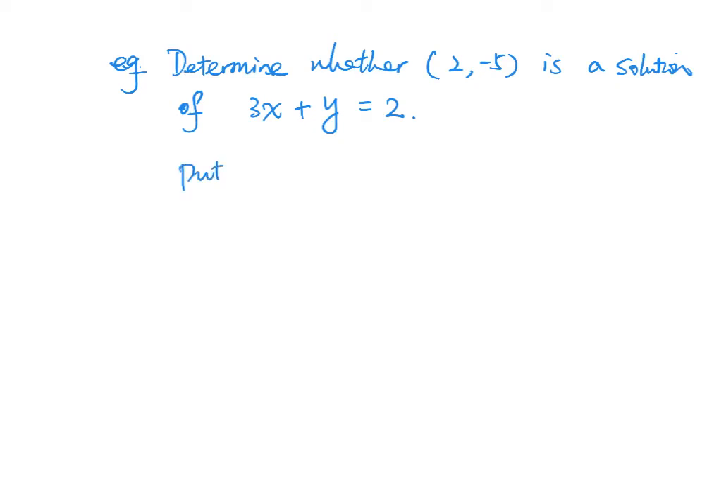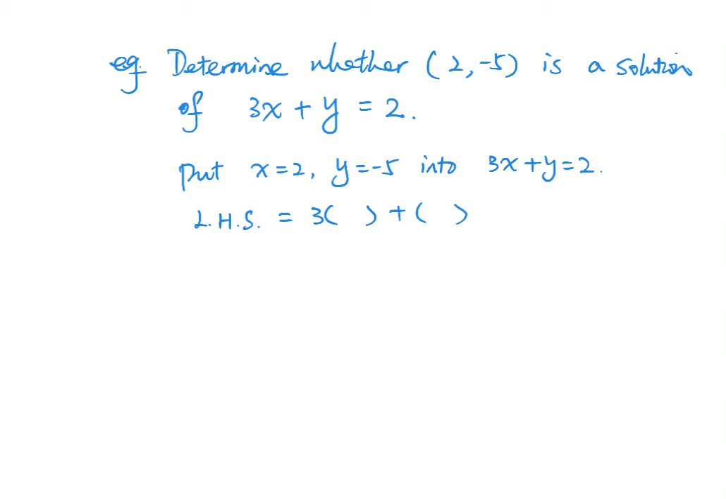We put x equal to 2, y equal to negative 5 into the equation 3x plus y equal to 2, and check the left hand side, which is 3 times x plus y. Okay, x is 2, y is negative 5. So 3 times 2, which is 6, plus negative 5, which is minus 5, which is 1. And the right hand side equal to 2.